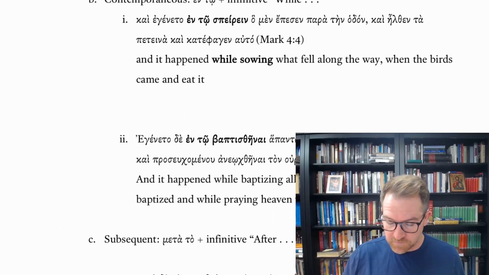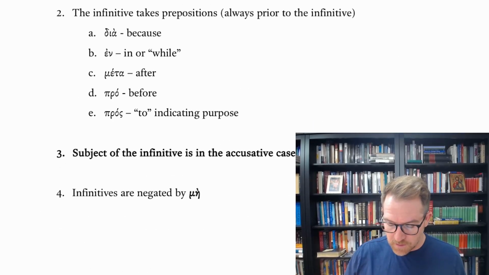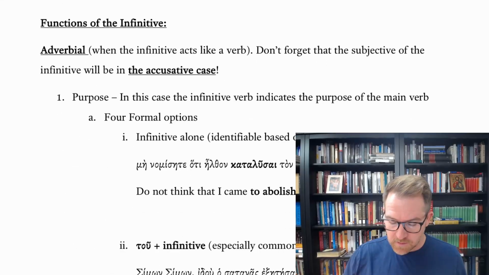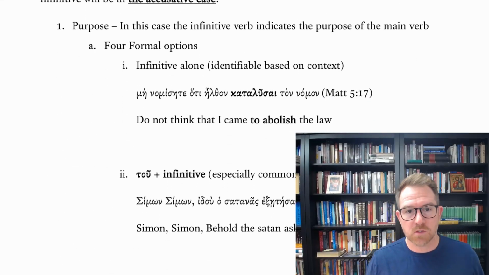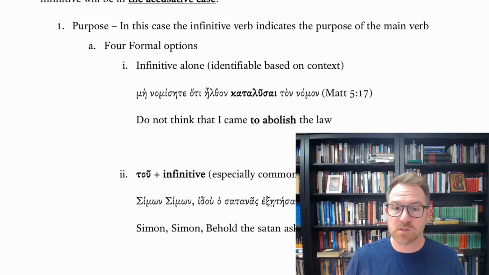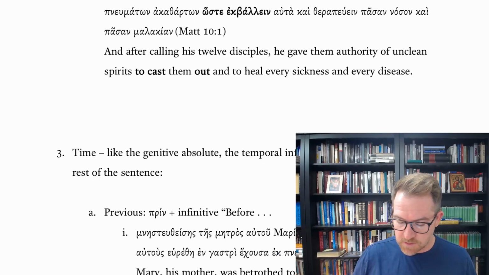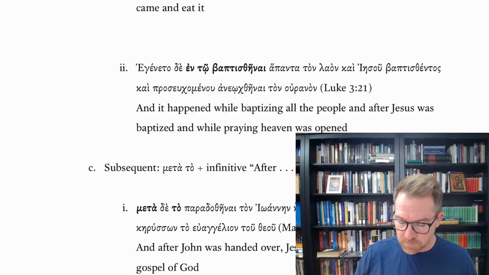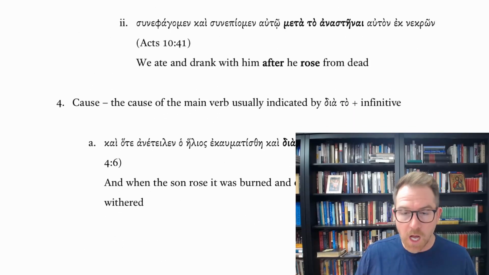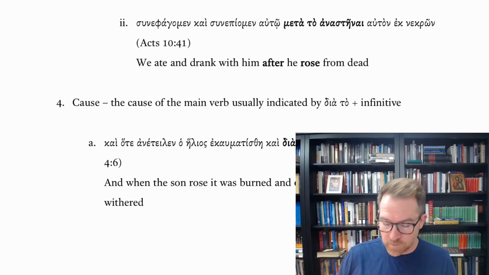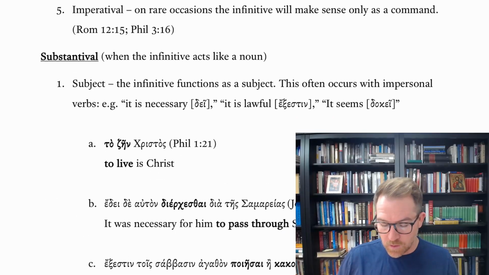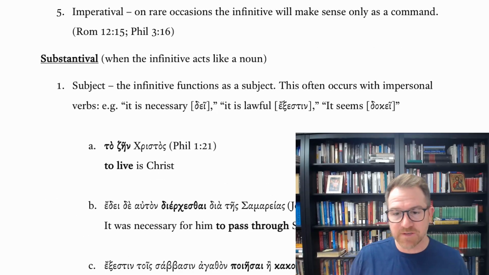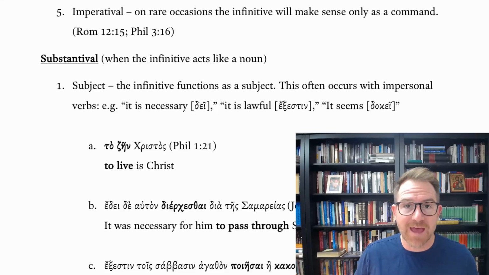To review them, we've got the purpose clause, right? So this can give the purpose for the main action of the sentence. This can be temporal: previous, contemporaneous, subsequent, or causal. So these are the different forms of the infinitive, and of course, imperatival. These are the five different uses of the infinitive as a verb.